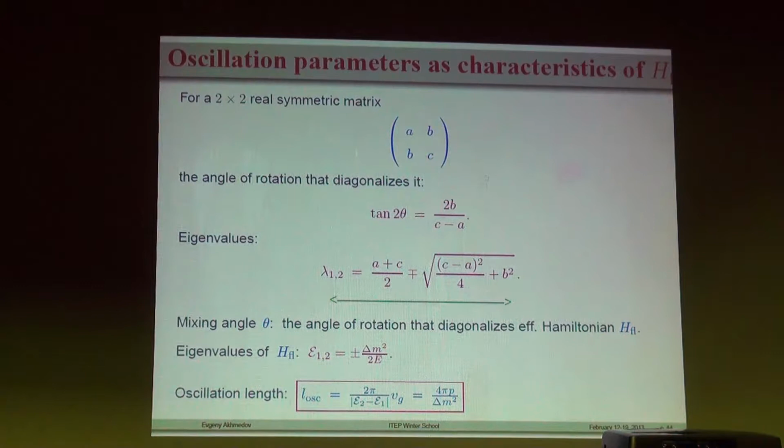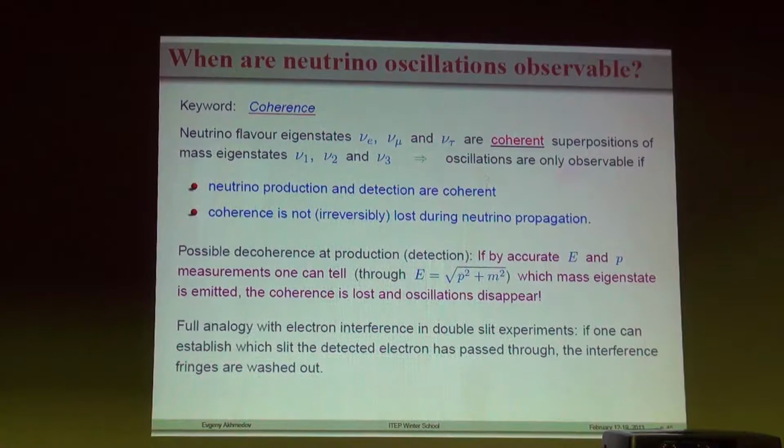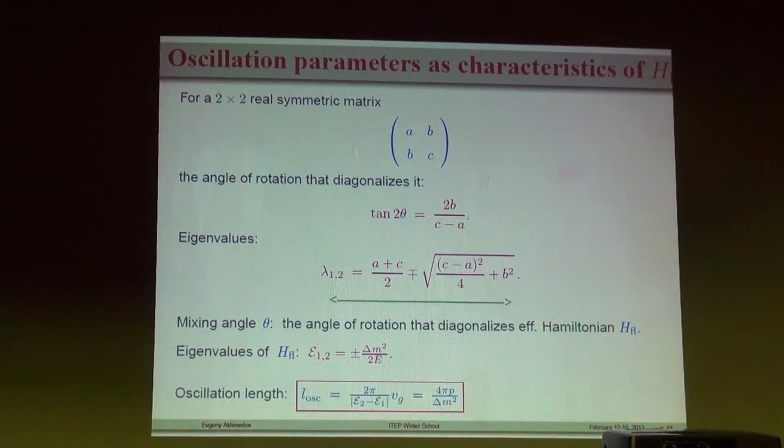Okay, now, maybe before I go to the next topic, in my previous lecture, I said that the part of the electroweak Lagrangian, the standard model Lagrangian, which is important for neutrino oscillations, consists of the charged-current interaction Lagrangian and mass terms for charged electrons and for neutrinos. And I didn't say anything about neutral current interactions. Now, are neutral current interactions important for neutrino oscillations or not?